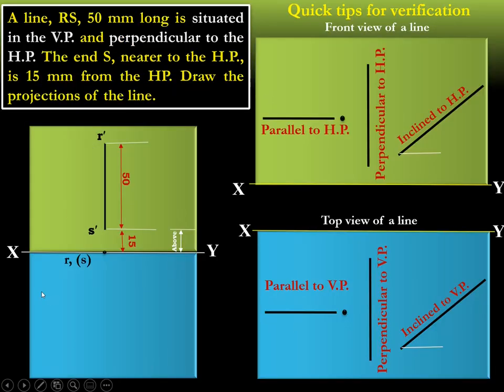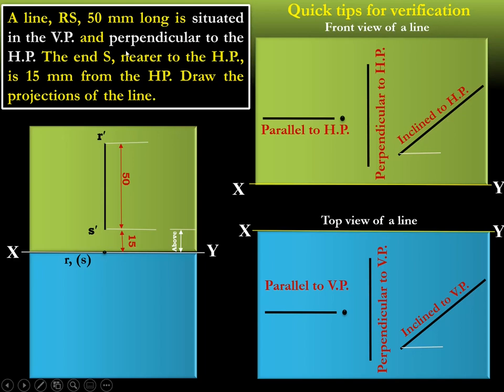Now we shall verify the final solution using quick tips. Whenever the reference plane is the horizontal plane, the corresponding projection will be obtained above the XY line or on the XY line. Whenever the reference plane is the vertical plane, the corresponding projection will be obtained below the XY line or on the XY line. Now let us go through the conditions given.